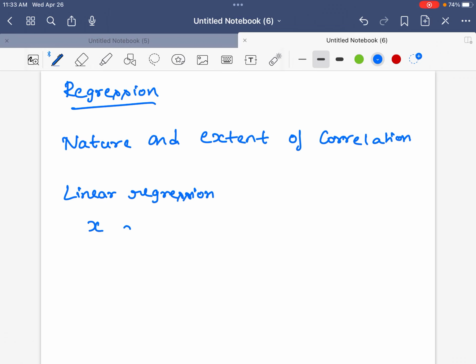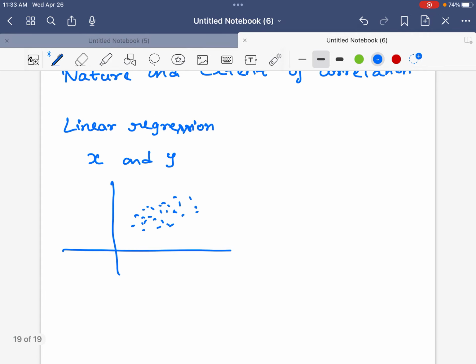If two variables, for example x and y, are correlated, that is, there exists a relationship between them, then the scatter diagram looks like this. For some values of x, we have obtained y like this. The scatter diagram will be more or less concentrated around a curve. This curve is called the curve of regression.